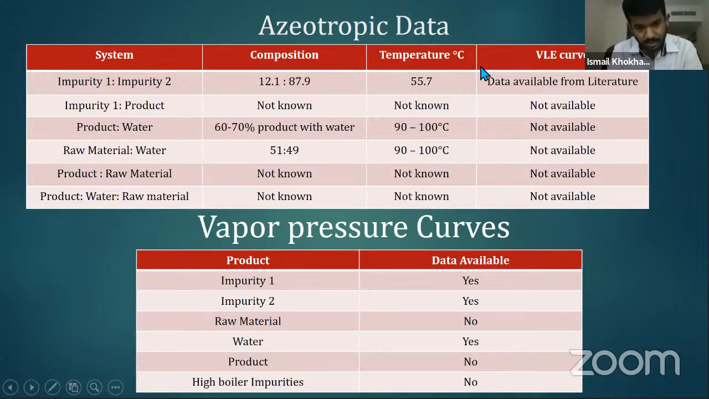Raw material and product, we had an initial idea that they form an azeotrope, but we didn't have any idea what composition or what temperature. Apart from this, there was another ternary azeotrope forming in the system with product, water, and the raw material, and again no data was available. But when we did the initial study, we had an idea that this ternary azeotrope was forming at a higher temperature compared to the binary azeotropes. So again, this was a matter of least concern for us.